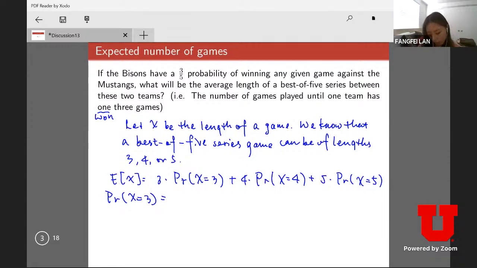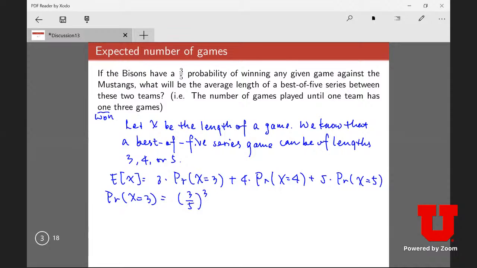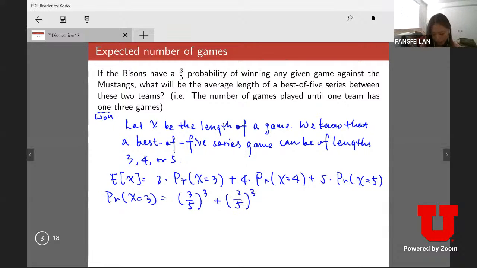Exactly. So can you compute the probability of that? Yes, that'd be 3/5 to the 3rd. And then for Mustangs, it'd be 2/5 to the 3rd. Yep. So that'll be plus. Exactly. So that's with 3, right? Okay, so what about the probability of X is equal to 4? How do the games look with length being 4?